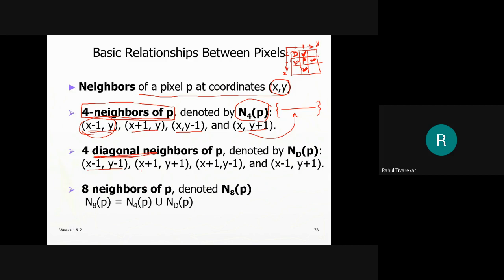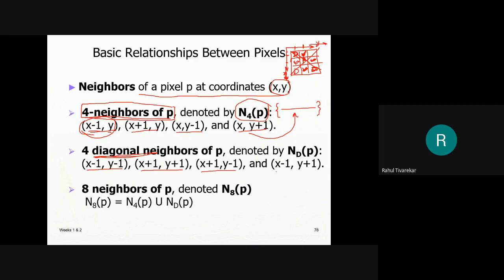Then x plus 1, y plus 1 means you go x plus 1, that means downward, and y plus 1, that means rightward. So for this pixel, if you go downward and rightward, you are talking about this pixel. This is the diagonal neighbor. Similarly, x plus 1, y minus 1: x plus 1 means go downward, y minus 1 means come leftward. That means you are talking about this pixel.